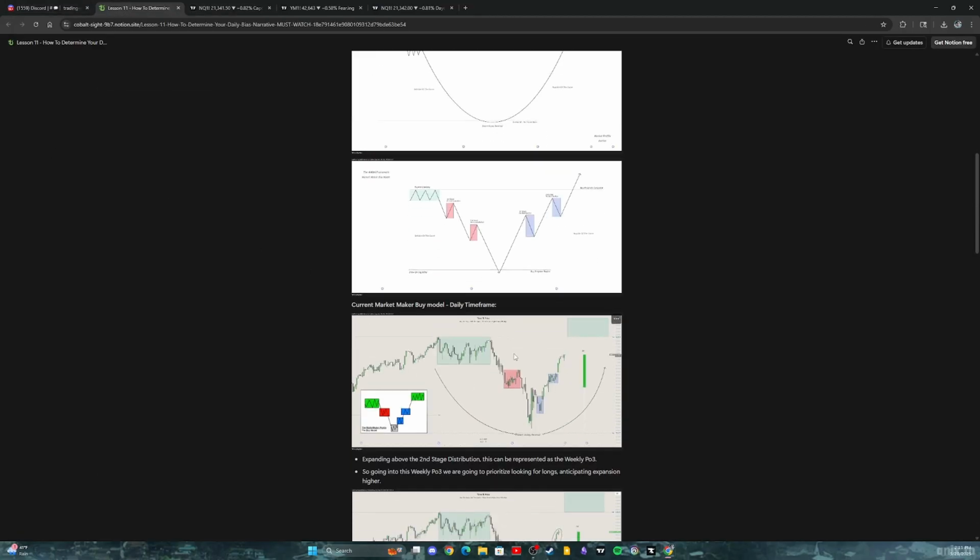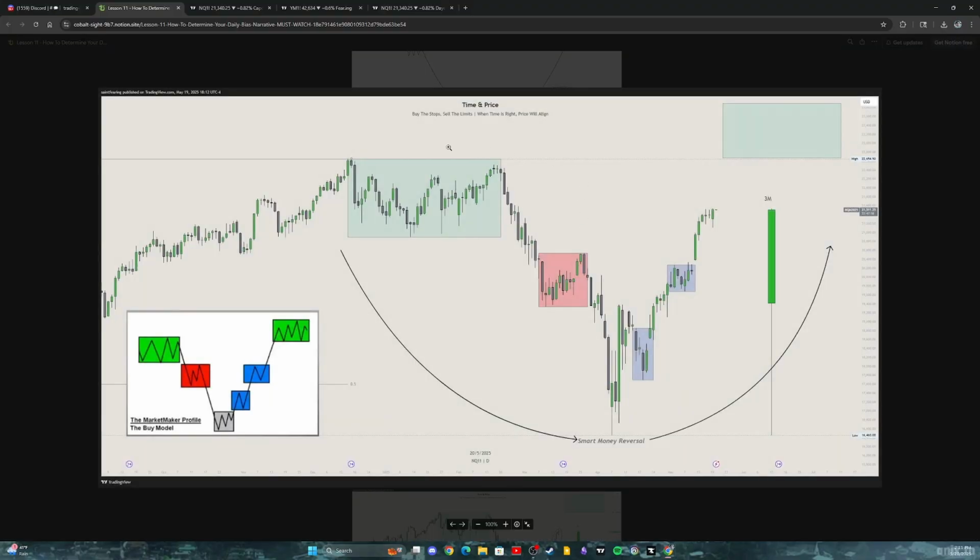The reference I'm going to use is the current market and our current daily market maker buy model that is still in development as we speak, as I make this video. As we can see, we have our original consolidation back at all-time highs between December 2024 and January 2025, where the original consolidation started. Following that, we have our first stage reaccumulation, followed by our smart money reversal after price sought out the overall EQ of the higher time frame range that price was within.